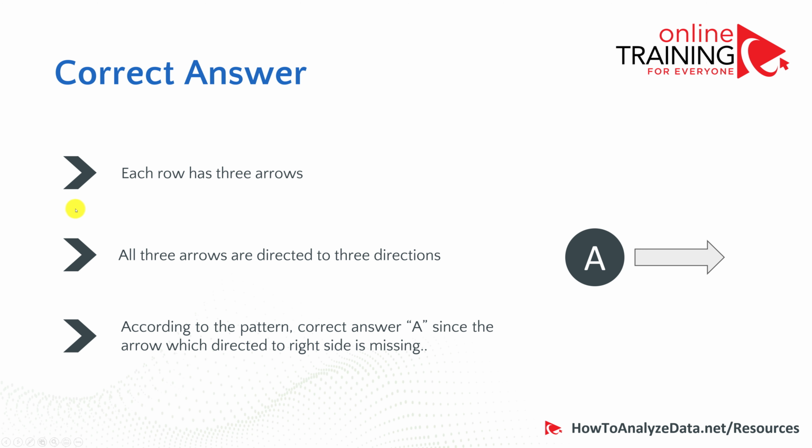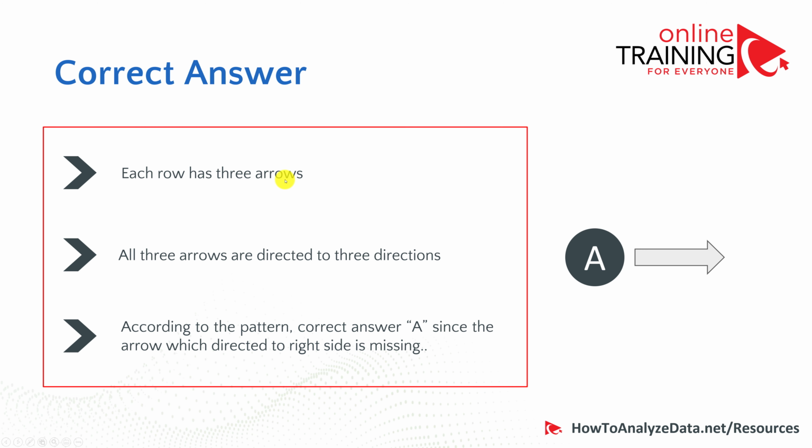And this is the explanation. Each row has 3 arrows. All 3 arrows are directed in 3 directions, and they are unique. According to the pattern, the correct answer is A, because the arrow directed to the right is missing in the 3rd row. Hopefully you got this one right.